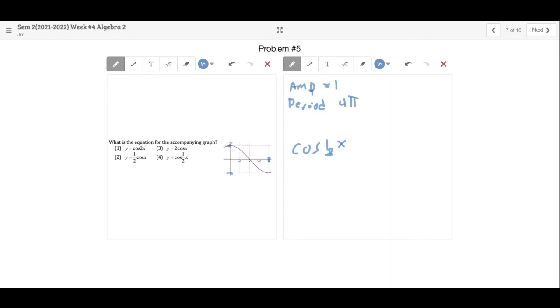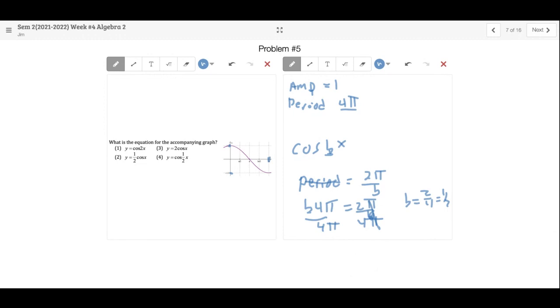Okay, and how did you find that? Well, if I was going to do it, I go back here, I go period is equal to 2 pi over b. I know what the period is. It's 4 pi, so I put that in there: 4 pi is equal to 2 pi over b. I want to solve for b, so I'm going to bring b up here, cross that out. I'm going to divide through by 4 pi. So b is equal to 2 over 4, which is 1/2. Boom! I just came up with my b value.